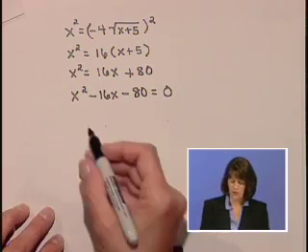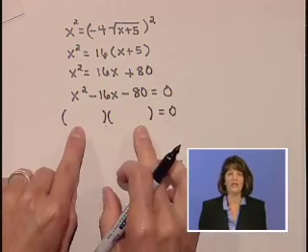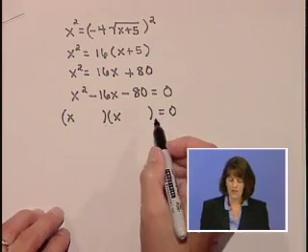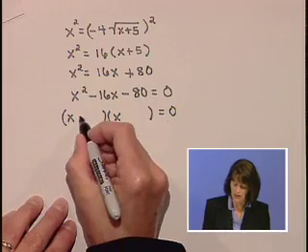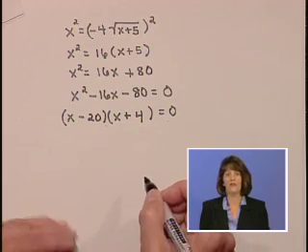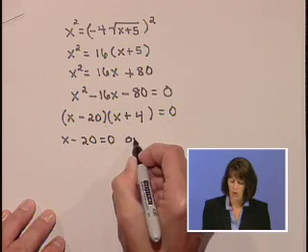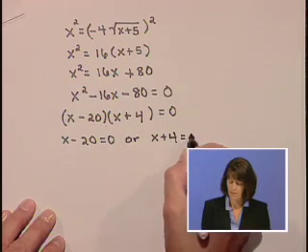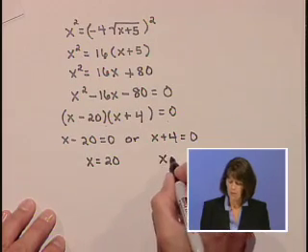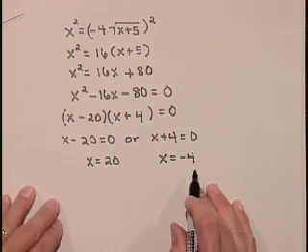Let's see if we can factor this quadratic equation. If it does factor, it'll factor into two binomials. The leading terms must be x and x. Factors of negative 80 that sum to negative 16 are negative 20 and positive 4. Using the zero factor property, then x minus 20 is equal to 0, or x plus 4 is equal to 0. Therefore, x is equal to 20, or x is equal to negative 4. These are our possible solutions.